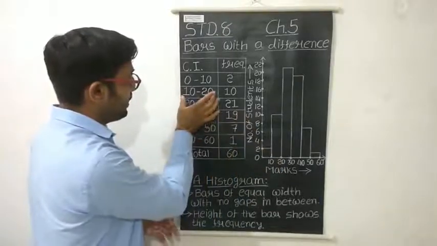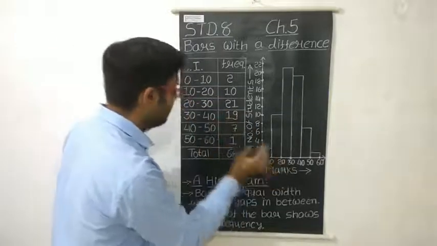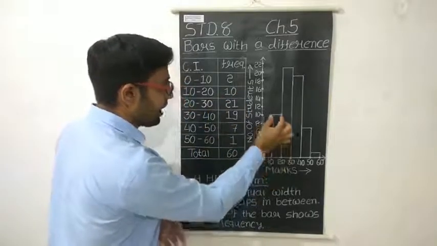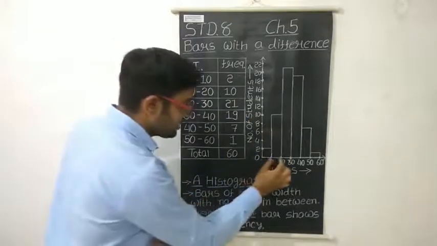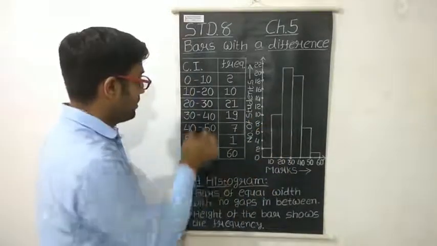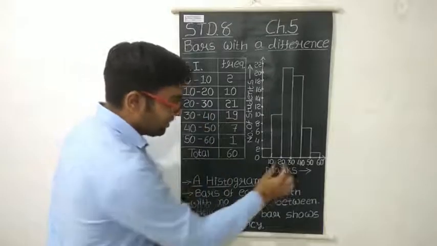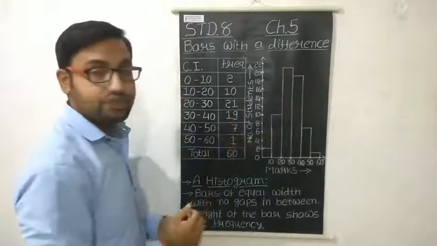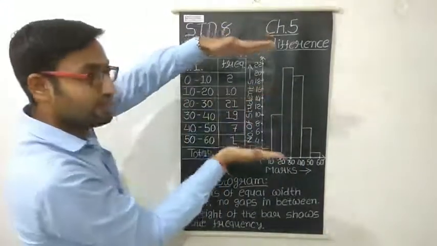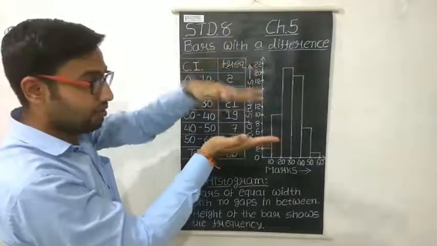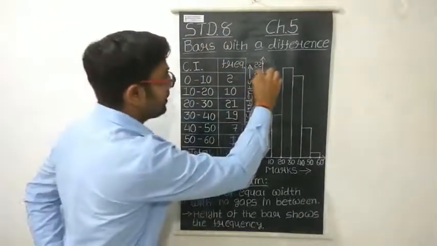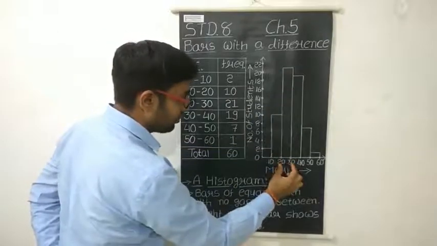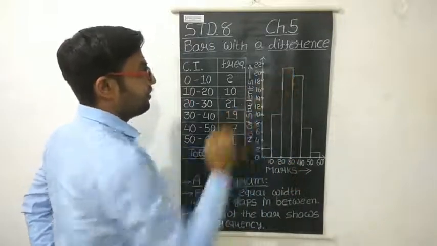Now 10 to 20, the class interval of 10 to 20, the frequency is 10. So we make this bar up to the height of 10. This is another bar. Third, 20 to 30, that is 21. So the class interval is 20 to 30, but the height is up to 21. 21 is in between 20 and 22, the middle value of 20 and 22. So 21 will be exactly here. This is the class interval of 20 to 30, and its frequency is 21.